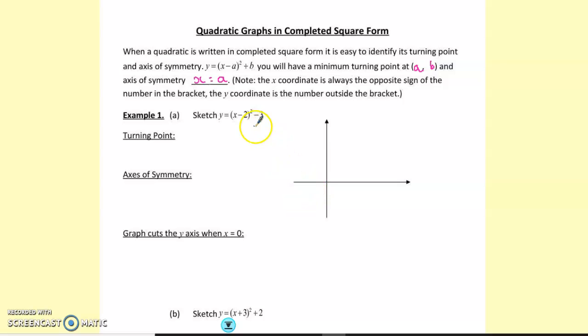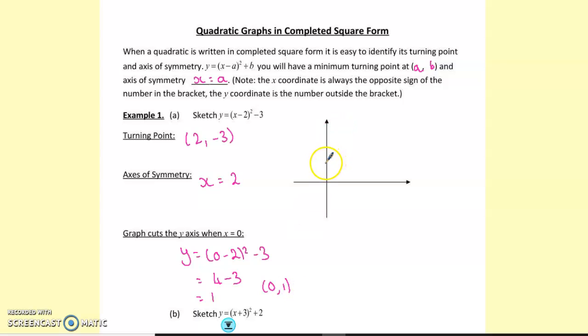So we want to sketch this graph then. So y equals (x minus 2) all squared minus 3. That gives me the turning point of (2, minus 3), an axis of symmetry of x equals 2. It's going to cut the axis when x equals 0, so that's going to find where it cuts on my y-axis. When x is 0, y is (0 minus 2) all squared minus 3. 0 minus 2 is minus 2, minus 2 squared is 4, 4 minus 3 is 1. So it cuts the axis at (0, 1).